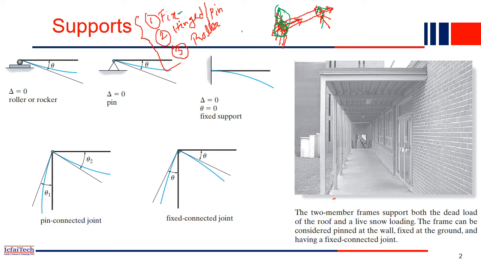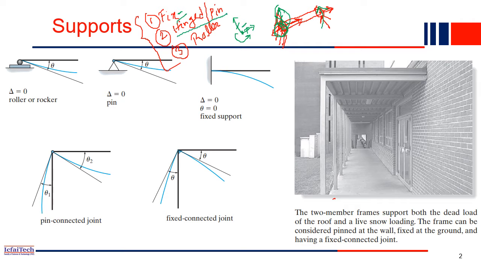If this joint is a fixed joint, it cannot move in the horizontal direction, it cannot move in the vertical direction, and it cannot rotate also. Everything is prohibited in this joint. Then we call it a fixed joint.